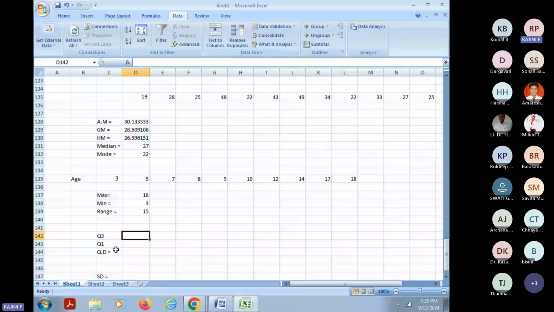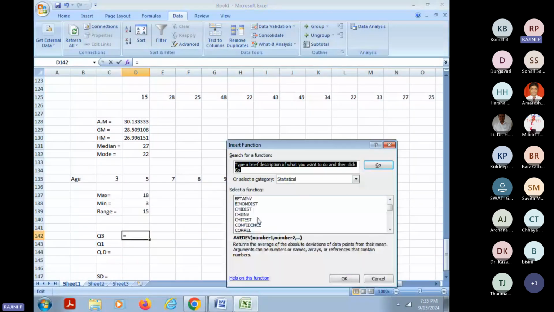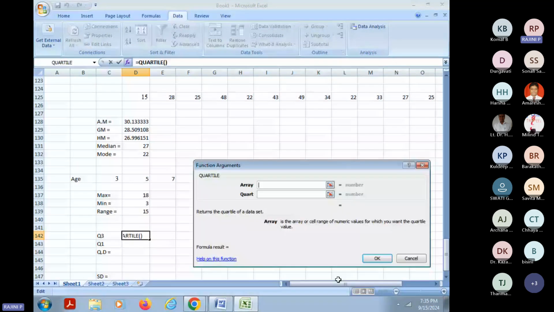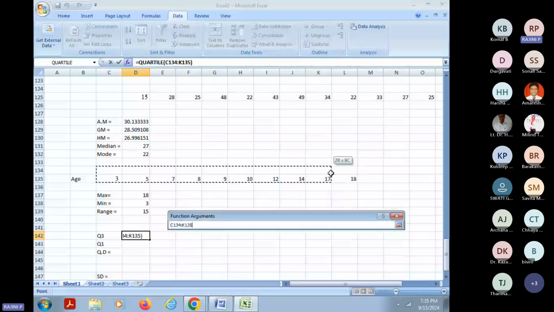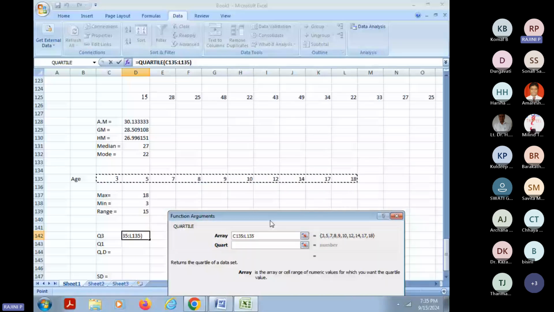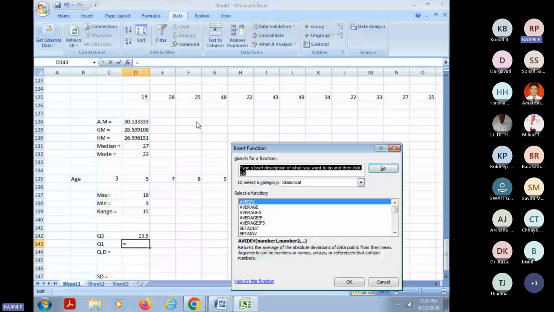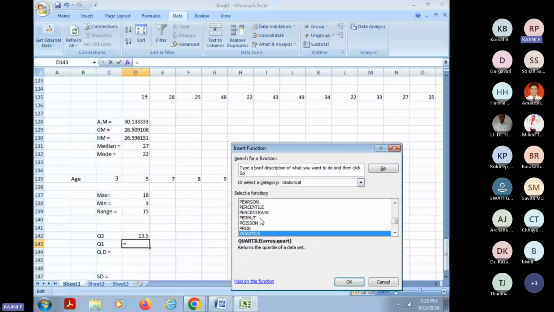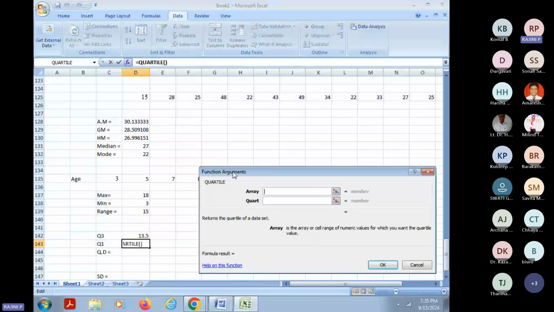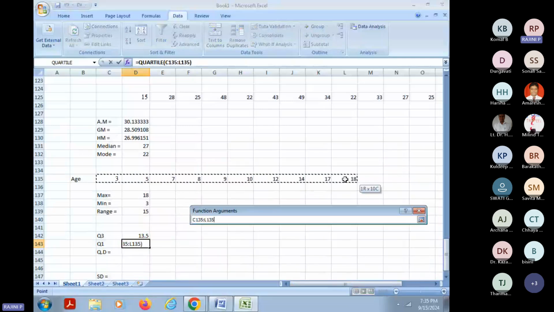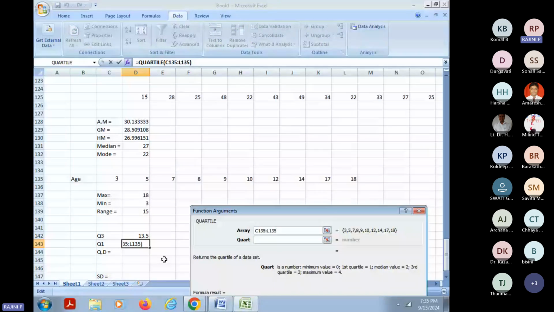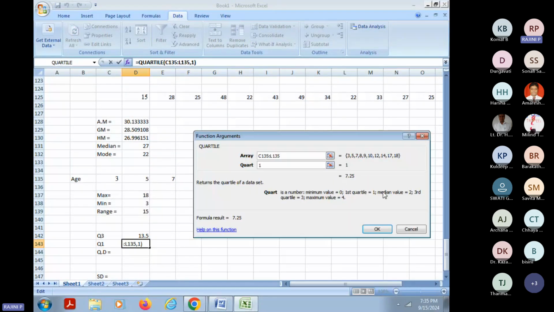How to find the quartile? Okay, same thing. Go to the function and then click on quartile. It is asking for the array. Array means the data that you have. And then which quartile do I need? Third quartile. Then okay. Similarly for Q1, go to the function, then here quartile, then okay, and select the array. Then which quartile? First quartile. Then okay, you got it.